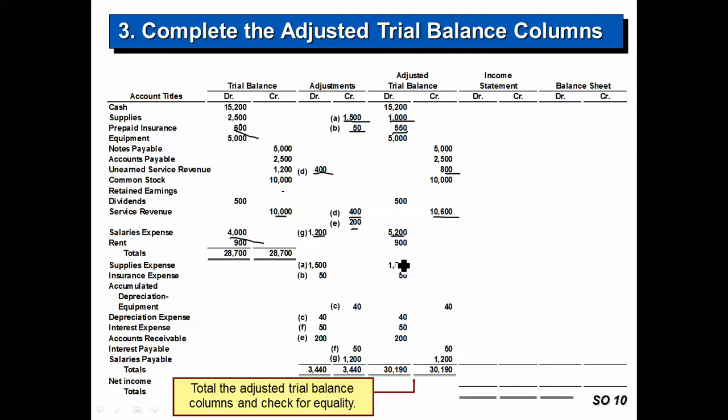Rent, we just move over. Supplies expense, there was nothing in the trial balance. There's a debit in the adjustments, so we simply move it over as a debit in the adjusted trial balance. Same with insurance expense.